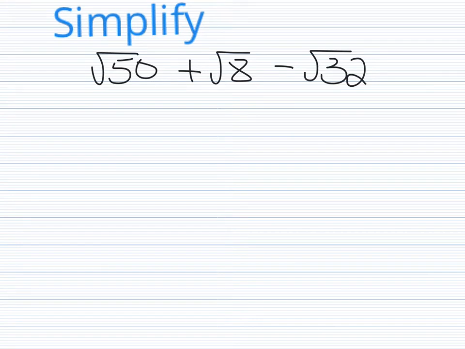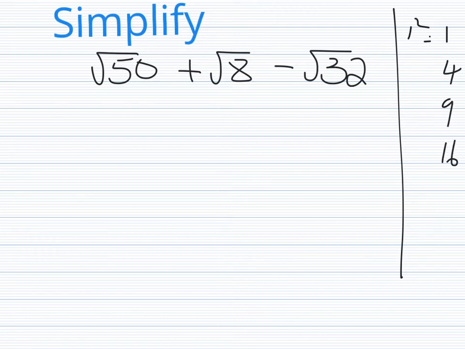Okay, so now here we're asked to simplify the following. Now, it's very similar to indices in the fact that I can't really add or subtract or do anything like that until I have them all in the same, I suppose, square root. So along the side here, I'm going to write down my square numbers. So I have 1 squared is 1, 4, 9, 16, 25, 36, 7 sevens are 49, and so on.